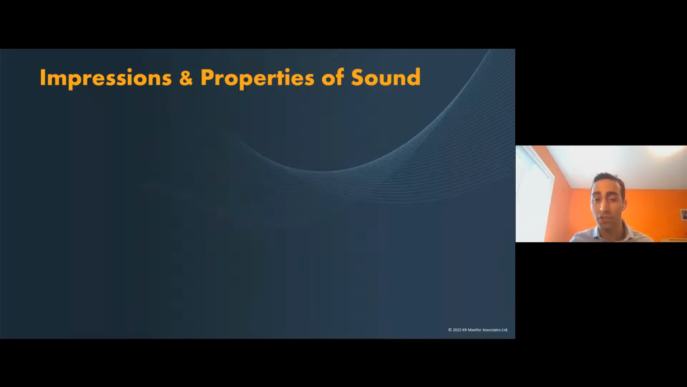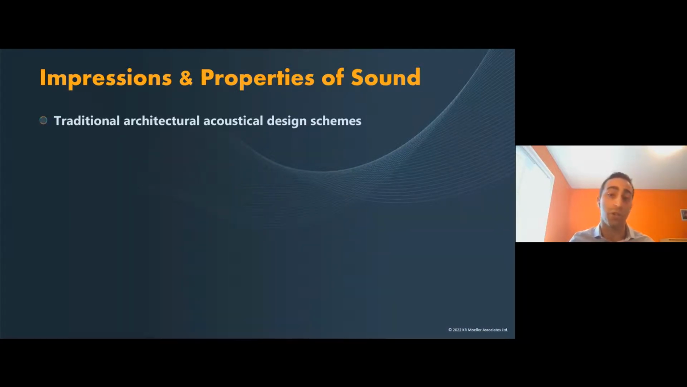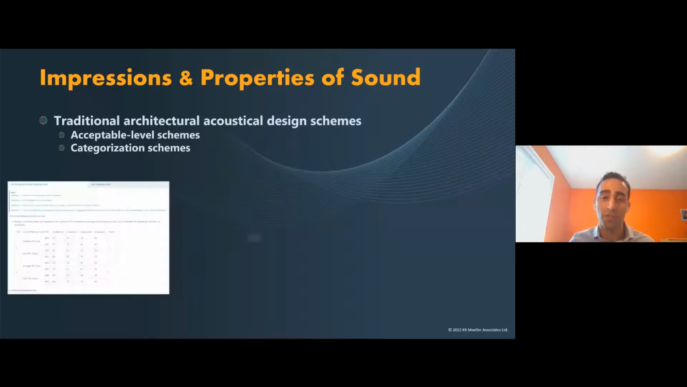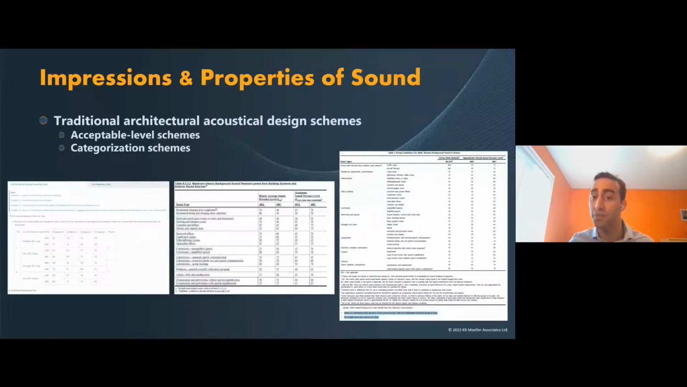The previous chart is one reason why traditional design schemes are ineffective at providing good acoustics, because they address one component or aspect of the acoustic environment. To be more specific, there are 2 main schemes: acceptable level and categorization schemes. The first specifies maximum allowances for background noise in spaces.